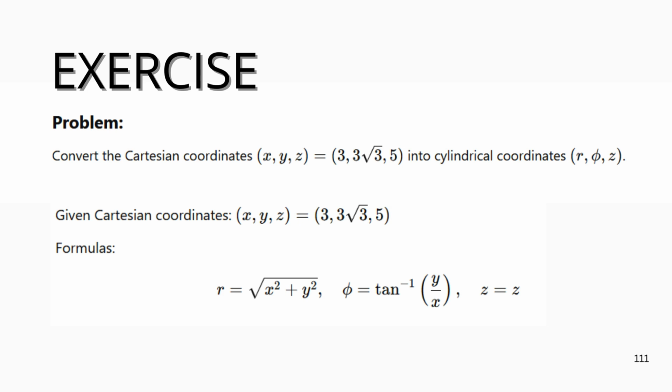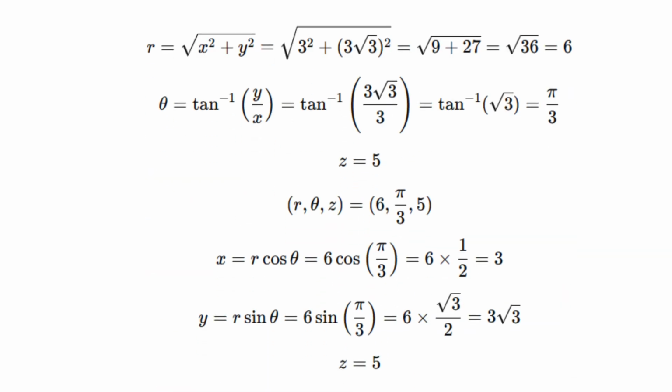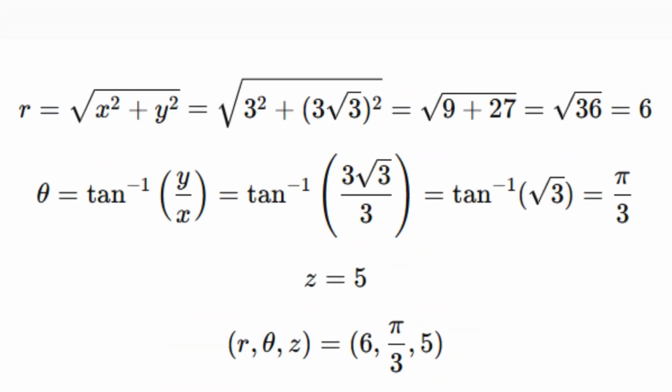Convert the Cartesian coordinates (x, y, z) equal to (3, 3 root 3, 5) into cylindrical coordinates (r, theta, z). We already know from the transformation of Cartesian coordinates to cylindrical coordinates that r is equal to the square root of x squared plus y squared, theta is equal to tan inverse of y by x, and z is equal to z. Now using this formula, we will find r. Putting the values of x and y in the formula, we get that r is equal to 6.